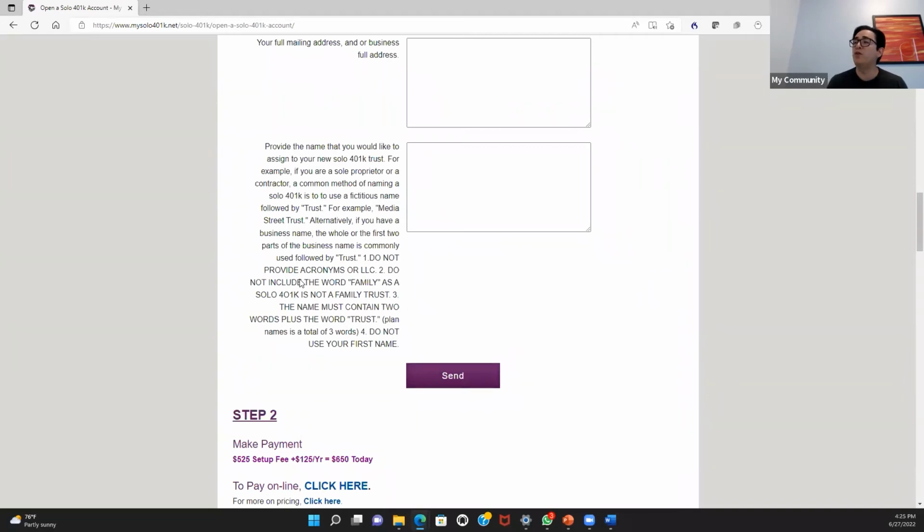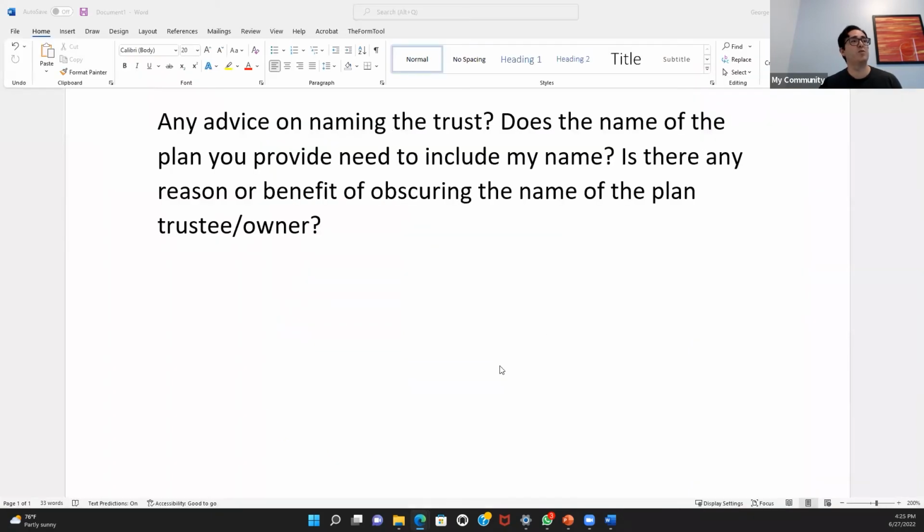Well, technically you could. Most clients find that they don't want to use their name for privacy purposes, right? Because remember, a lot of folks are using our 401k plan to invest in alternative investments like real estate. You may not want the tenants to make a direct connection between this property and you personally, right? So you can really use any two words, right?